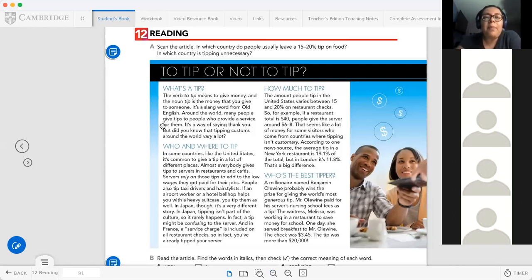Around the world, many people give tips to people who provide a service for them. Y un servicio en general, no nada más en restaurantes. ¿Dónde más se les ocurre que puedas dejar una propina? Aparte de un restaurante.